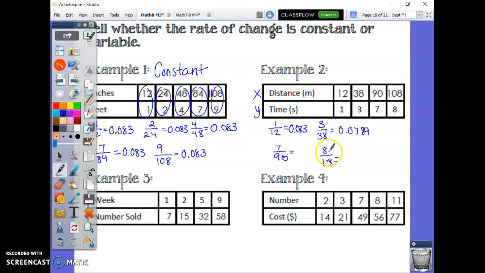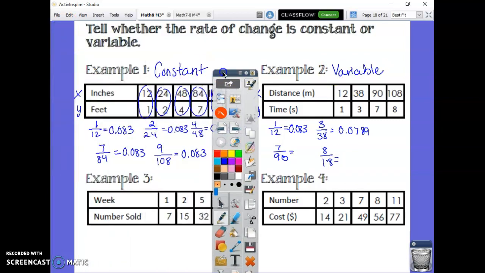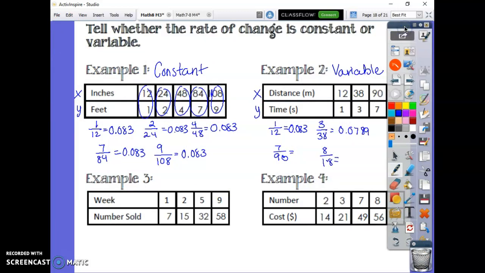We do not need to keep going because even if one of them doesn't match the rest of the relationships, that means it is a variable relationship. We don't have to go any further when we're just figuring that out. Okay, I'll let you guys do example 3 and 4 on your own.